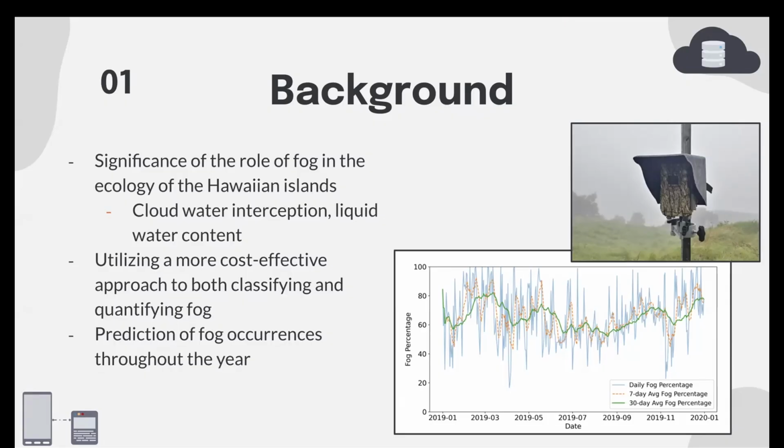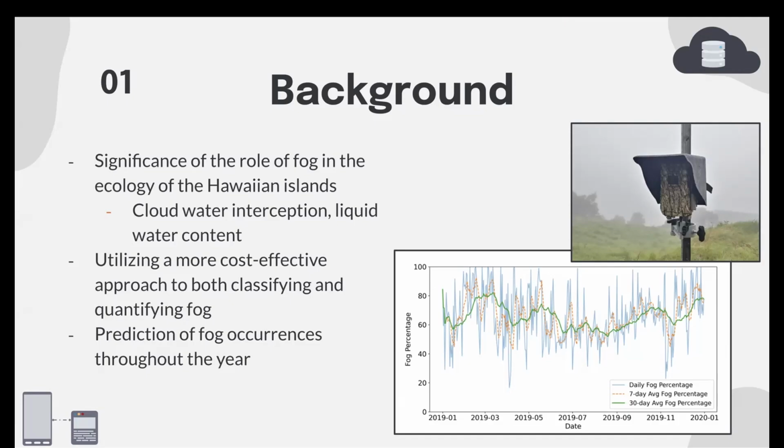Essentially, what we're trying to do is use a more cost-effective approach to both classifying and quantifying fog. Currently at these sites, there are fog gauges, which are mechanical devices used to capture fog and detect how much liquid water is in that fog. These devices are pretty expensive and not very reliable. So we were trying to use cameras on these sites to take pictures of the landscape and then determine when fog is present and possibly how much water is in that fog.